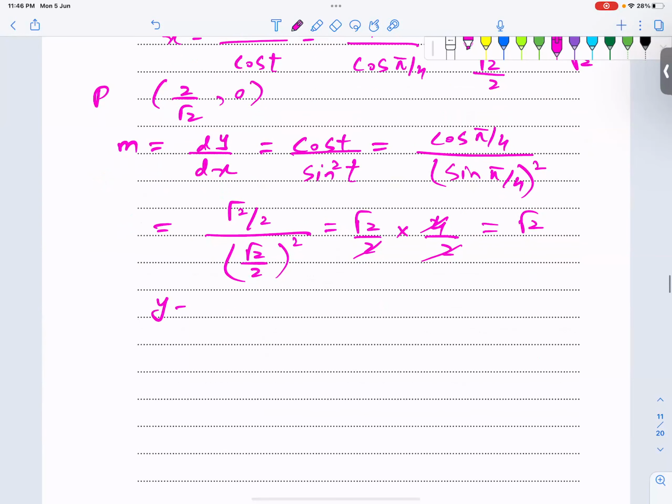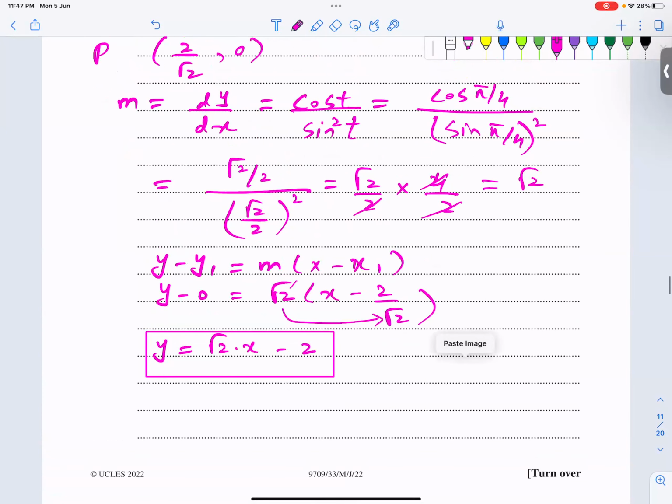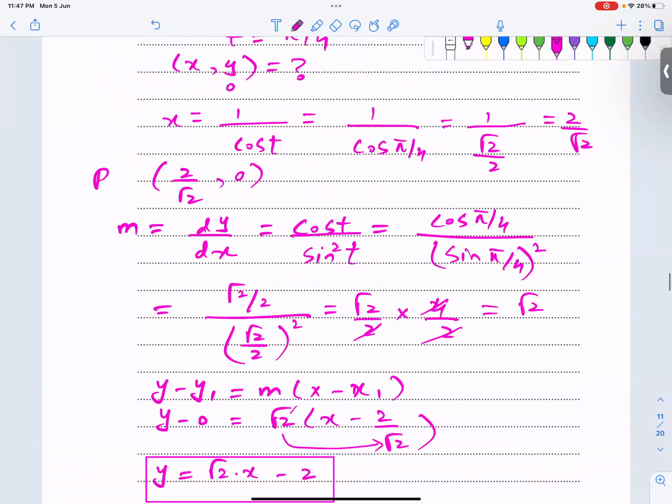Now we have the formula y minus y1 is equal to m times x minus x1. So y minus y1 is actually 0, equal to m, which is square root 2, into x minus 2 over square root 2. So this was the answer. y is equal to, just multiply square root 2 inside. So square root 2 times x minus, this square root will be cancelled with this one. So the final will be y is equal to square root 2 x minus 2. So this will be the equation of tangent for y is equal to 0 for the above curve.